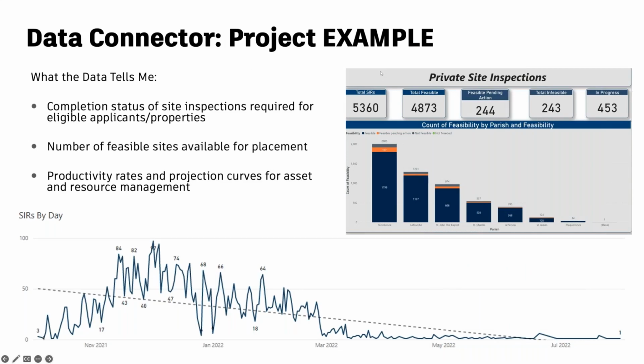So here's a little closer look into some of the other dashboards that we had. The data tells me completion status of site inspections, the number of feasible sites, as I just mentioned, and our productivity rates. As you can tell, this project now is tailing off. But as we were hot and heavy in that early January 2022 timeframe, we could start to predict our staffing needs and where staff should be placed and how quickly things need to be moved, how many assets we needed, several things.